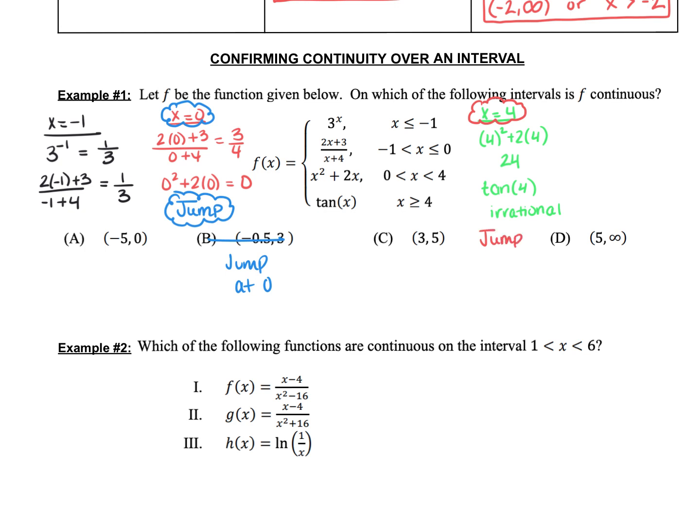So that tells me that anywhere I have an interval of 4 or a value of 4, it's going to be a jump or discontinuous. So here from 3 to 5, 4 is in that. So it can't be that. Why? Because there's a jump at 4.